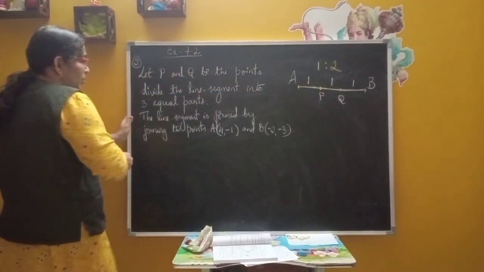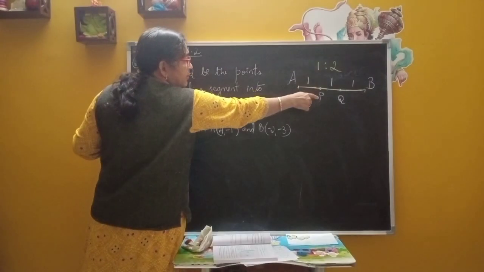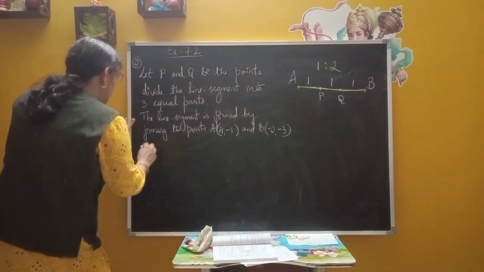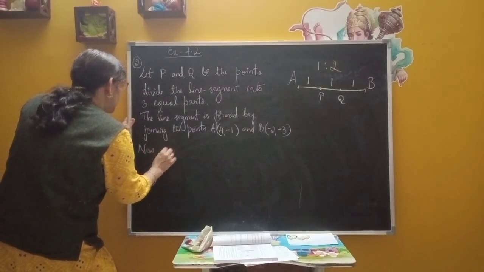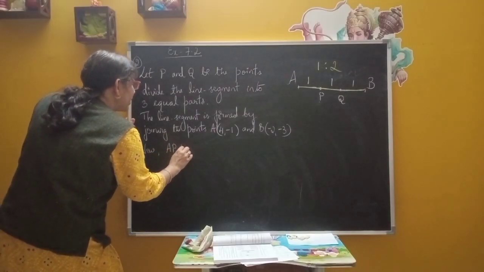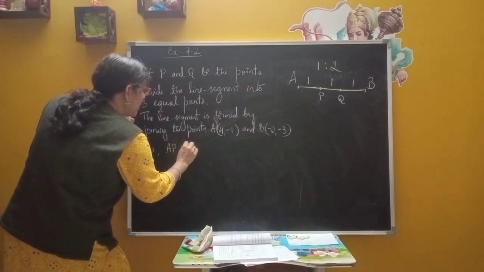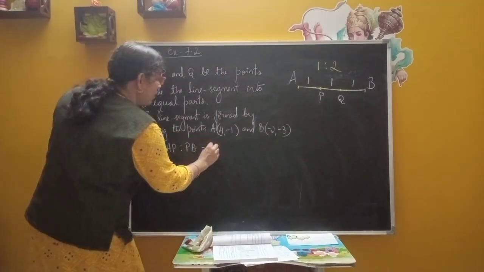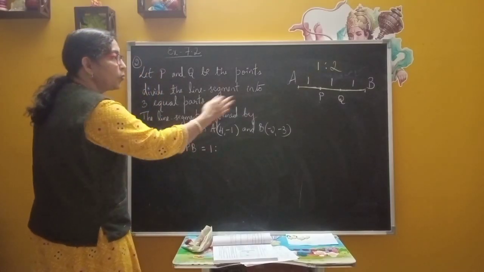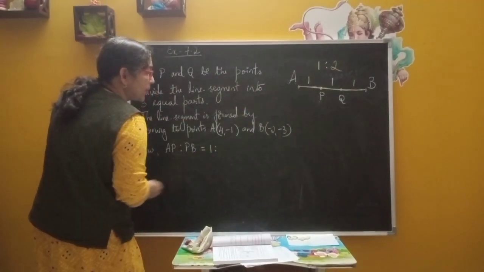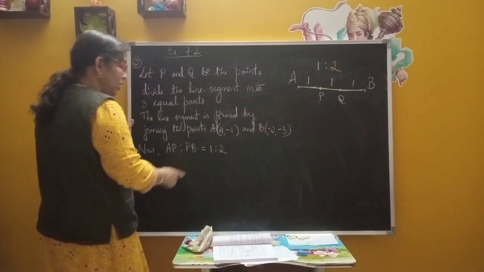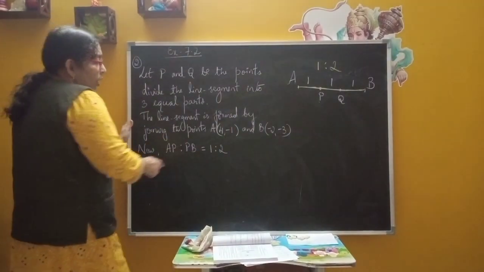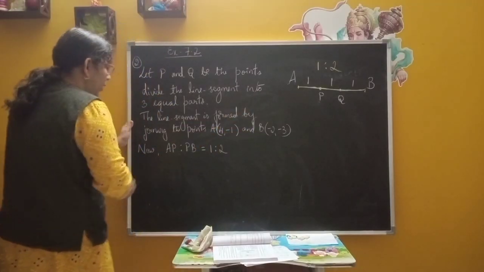Okay, so now AP is to PB. How much is it? 1:2. Okay, now AP is to PB according to the given points: in AP we have 1 part, 2 parts are there in PB. So that is 1:2. So the ratio M1:M2 is given. Okay, now let us find the coordinates of point P.